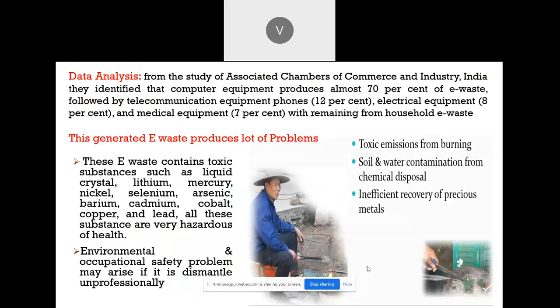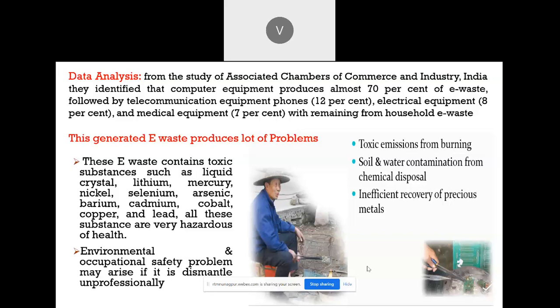From the study of the Associated Chambers of Commerce and Industry of India, they found that computer equipment produces nearly 70% of the e-waste. Telecommunication equipment produces 12% of the e-waste. Electrical equipment produces 8% of the e-waste. Medical equipment produces 7% of the e-waste, and the remaining e-waste is produced by household appliances after their use. So this generated e-waste produces a lot of problems for human health.